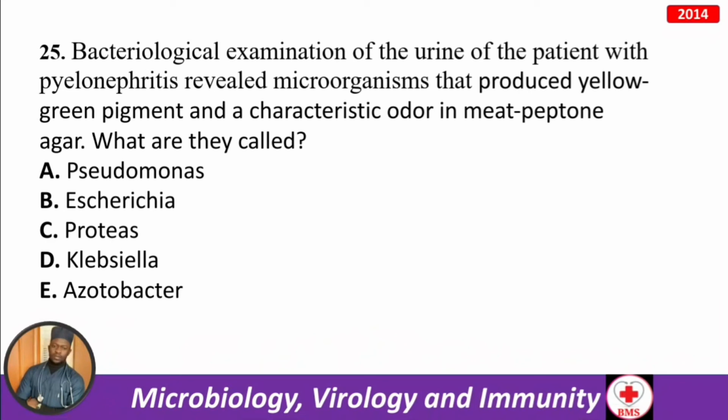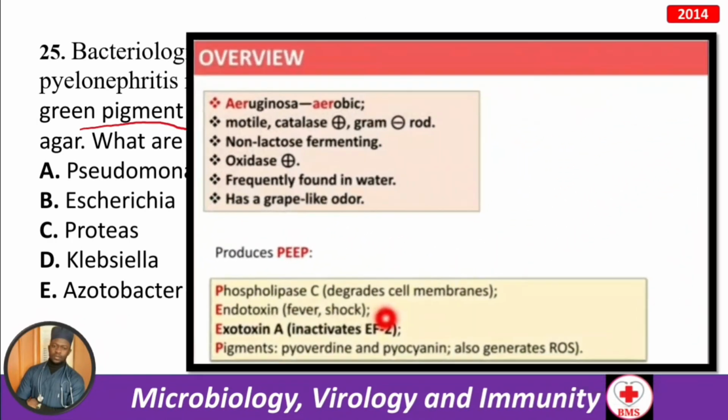And as characteristic odor, it's a grape-like odor. So from the agar plate, you can actually smell it. Pseudomonas aeruginosa, okay, and again, I have an overview. Aeruginosa is an aerobe. It's a motile, catalase positive, gram-negative rod. It doesn't ferment lactose. It is oxidase positive and is frequently found in water, it's hydrophilic.